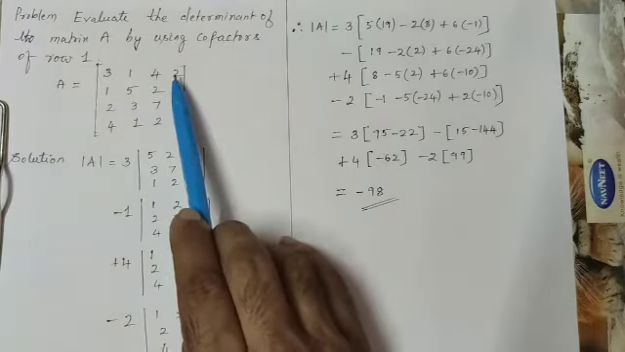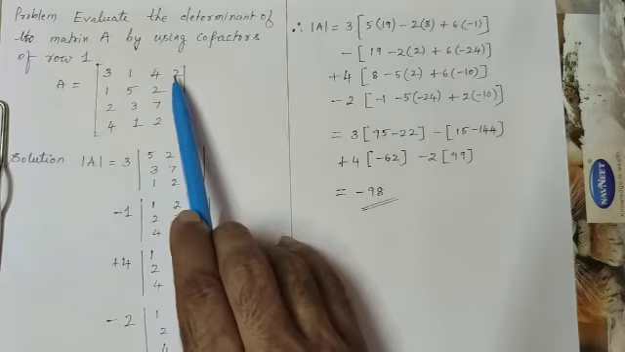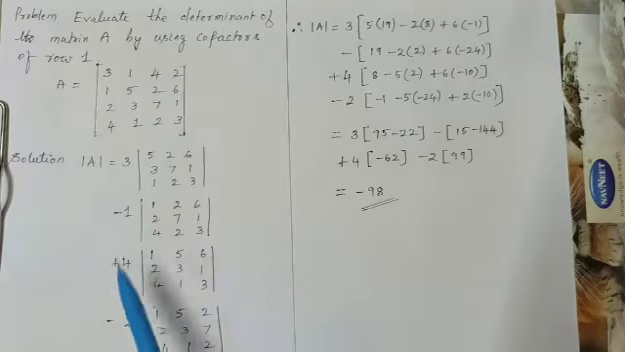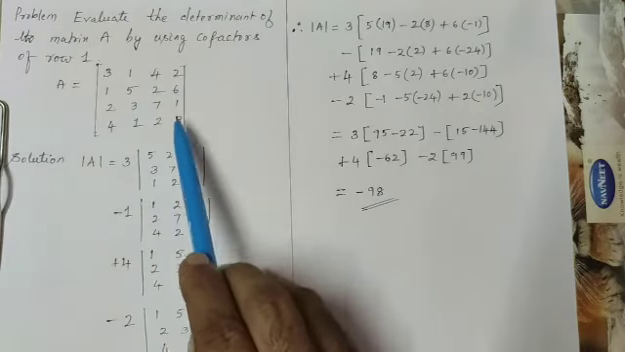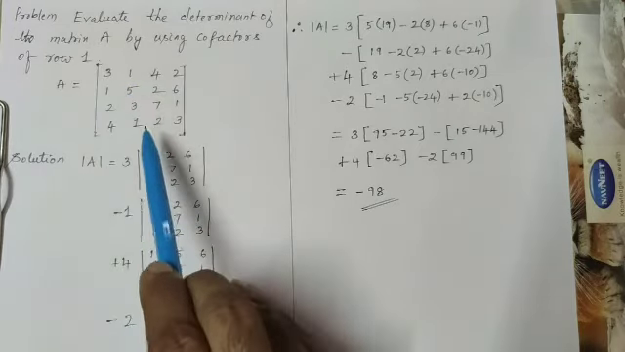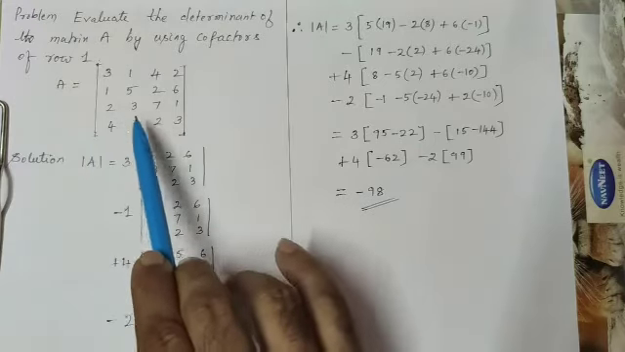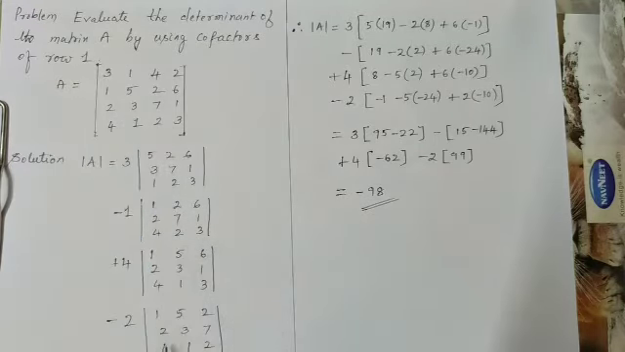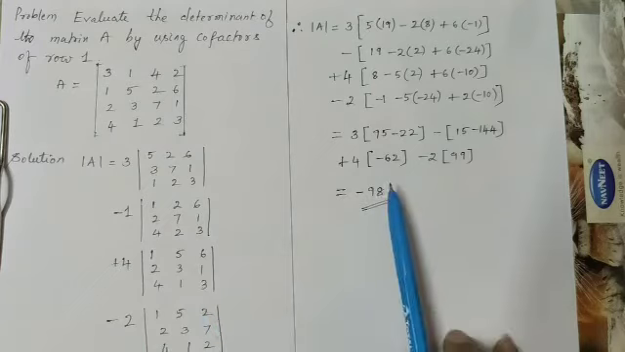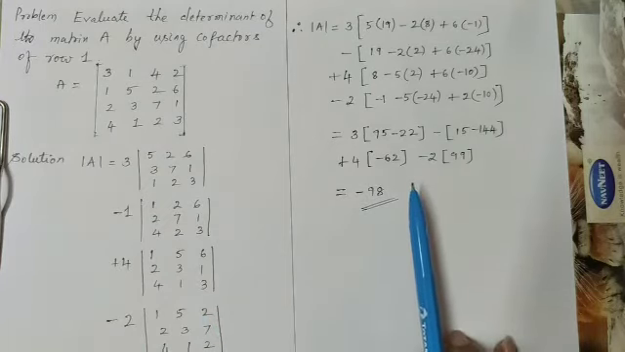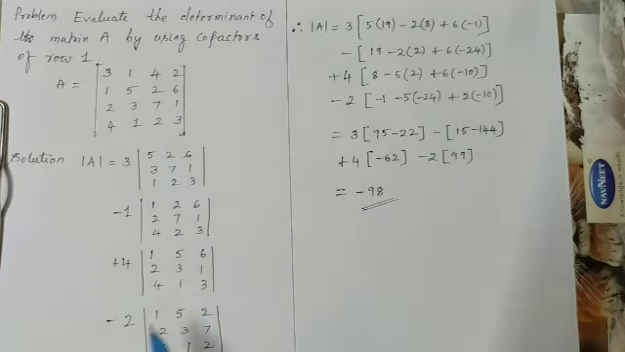Similarly for the last one, the suffix is A1 4, 1 plus 4 is 5, so minus 1 power 5 is minus. Then the matrix after removing this column and row is that minor: 1 5 2 2 3 7 4 1 2 4 1 2. Now we have to simplify these determinants.